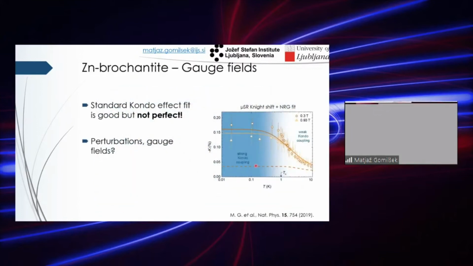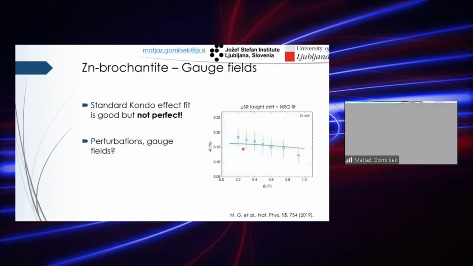Let me just quickly mention the other things we see from this. So the standard Kondo effect fit is very good with just 2 free parameters, but it's not really perfect. So the question becomes, what is the perturbation that makes this seem a bit systematically offset? So the points are the experimental values, whereas the blue curve is theory. It agrees within error bars with just 2 free parameters, but still the slope seems systematically a bit off.